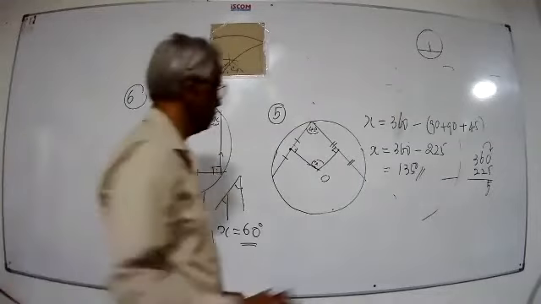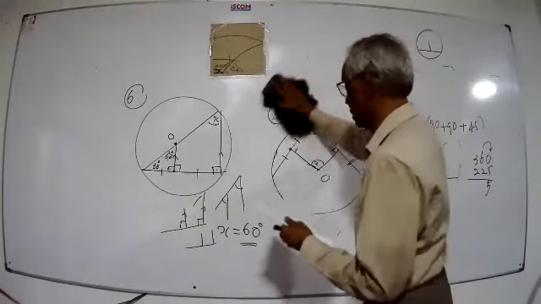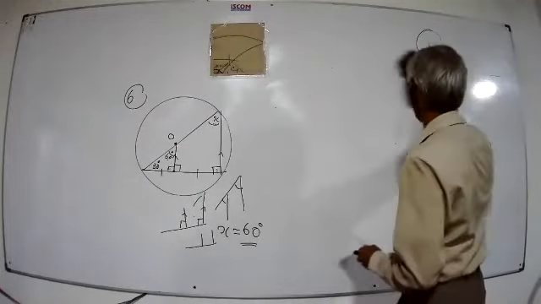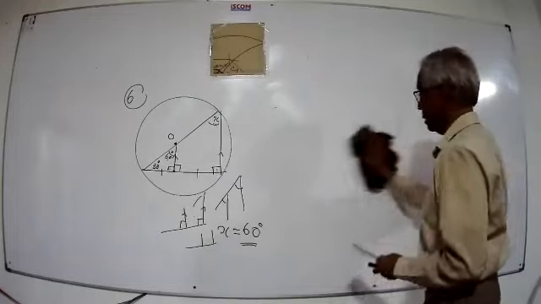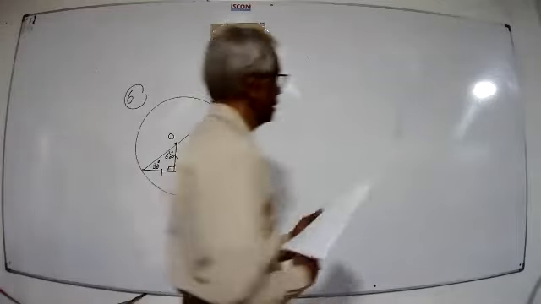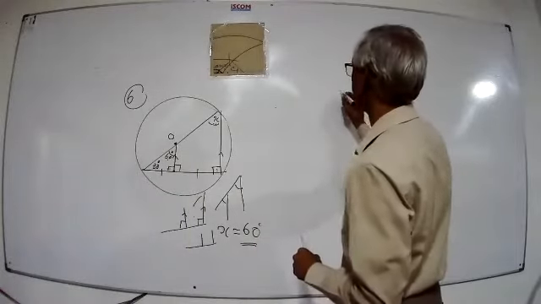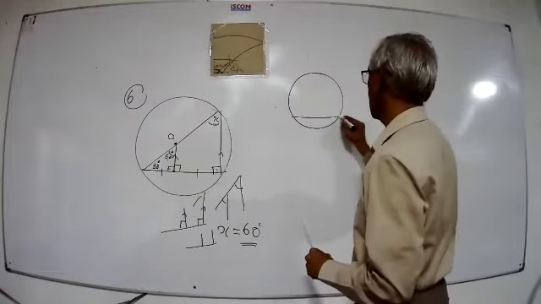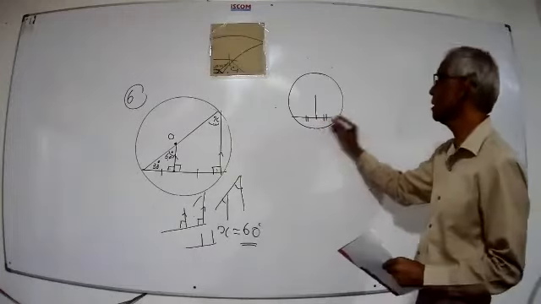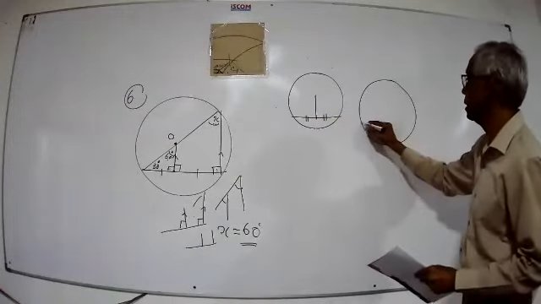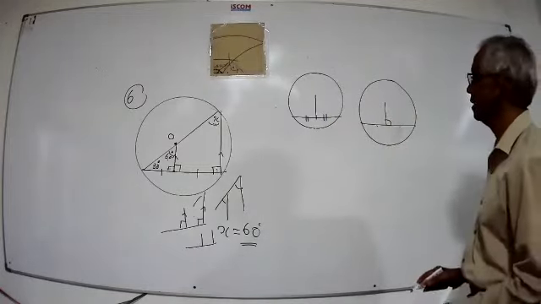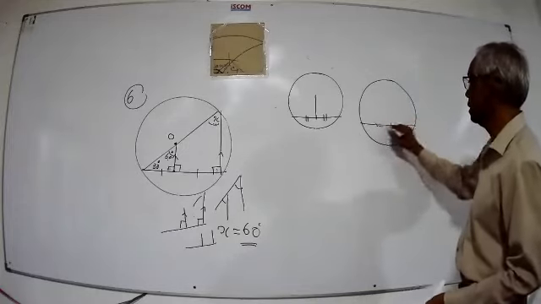Converse of this theorem. The converse theorem is true. Converse of the diameter theorem is opposite. The midpoint gives 90, and the converse of that is: 90 gives the midpoint. How do you remember? 90 gives midpoint, make a theorem.